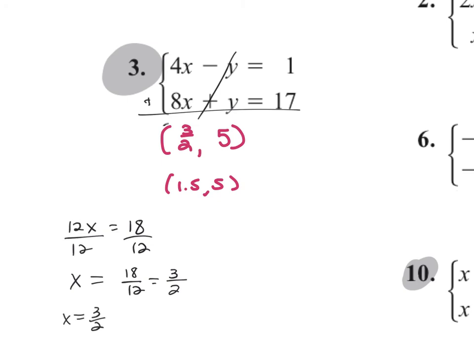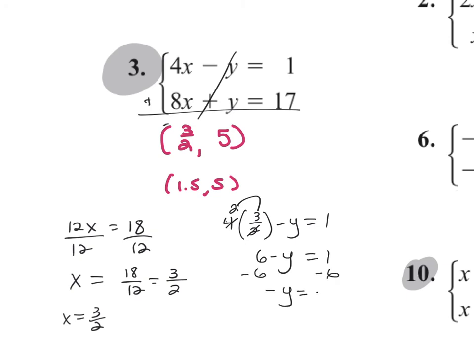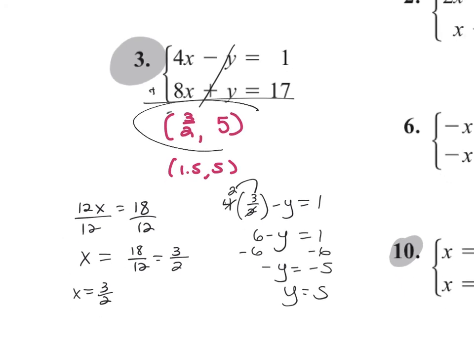Then you want to take that and plug it back in. You can plug it back into either of them. If I plug it into the top, 4 times 3 halves minus y equals 1. This goes in twice, 2 times 3 is 6, equals 1. And then subtract the 6. Negative y equals negative 5, and y equals 5.